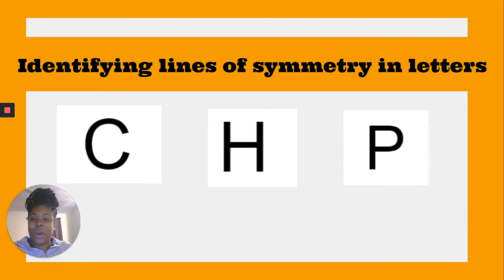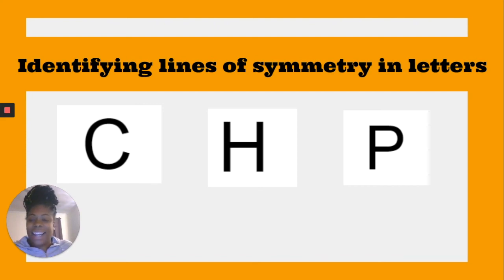And the last one we're going to work on before we watch our video today is lines of symmetry in letters. So pause this video for a moment and write these letters in your notebook. See if you can identify the lines of symmetry in the letter C, H, and P. And when you're ready, come back to me so we can see where our lines of symmetry are.